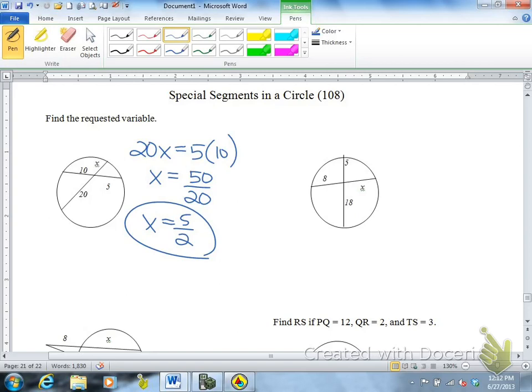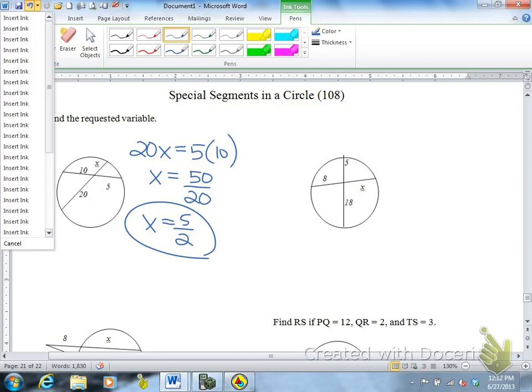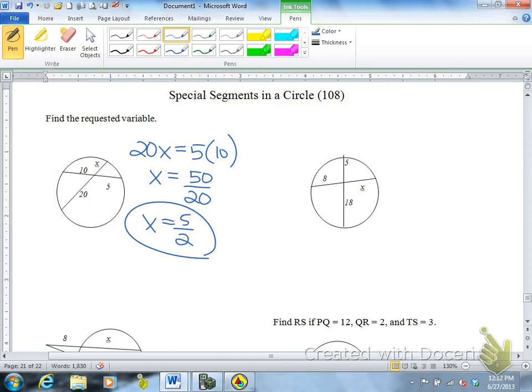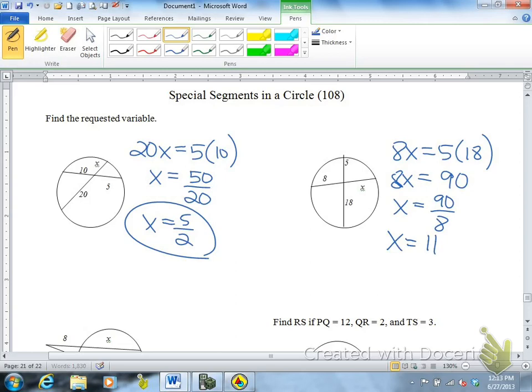Pause this video and see if you can do the next problem. On the next one, it looks like you should get 11 1/4. When you multiply, the setup would be 8 times x equals 5 times 18. So 8x equals 90, so x is 90 over 8, and that's 11 1/4. So that's one theorem. It's pretty simple. Just multiply the lengths of the 2 segments.